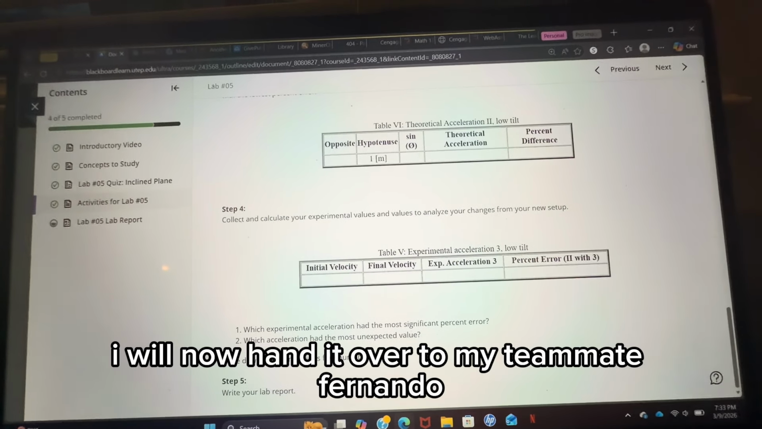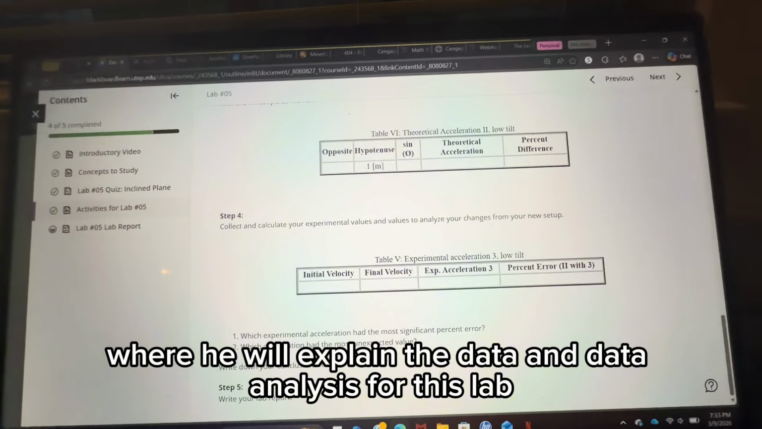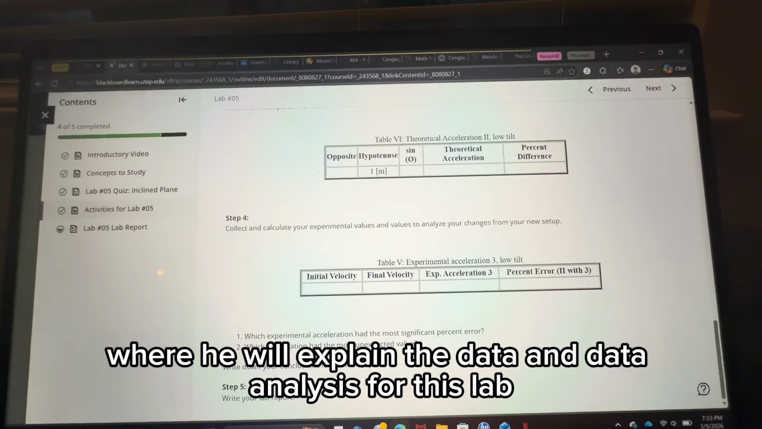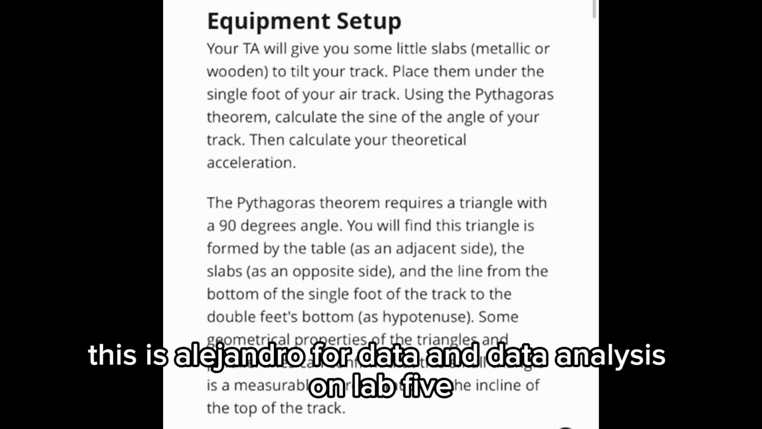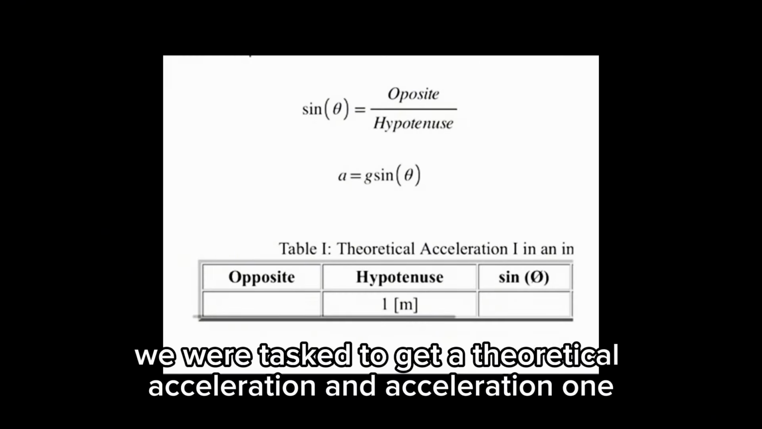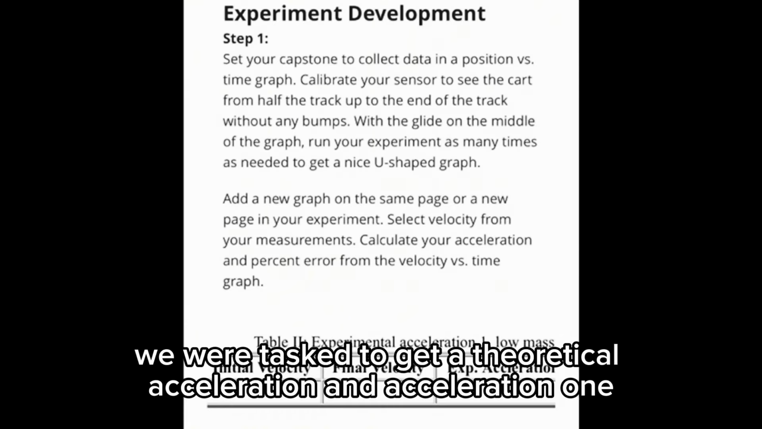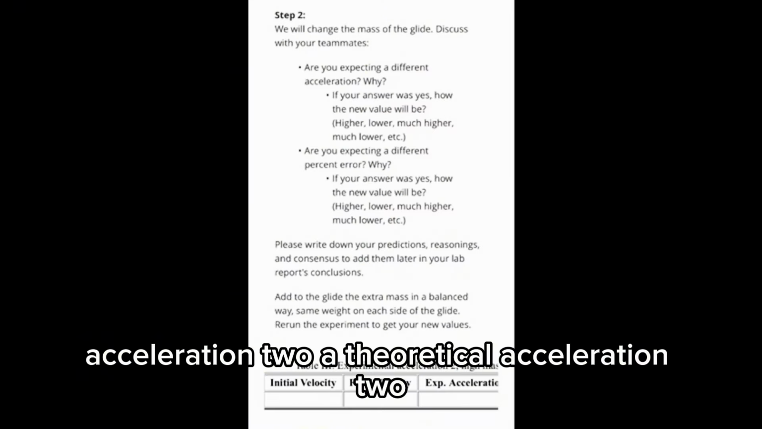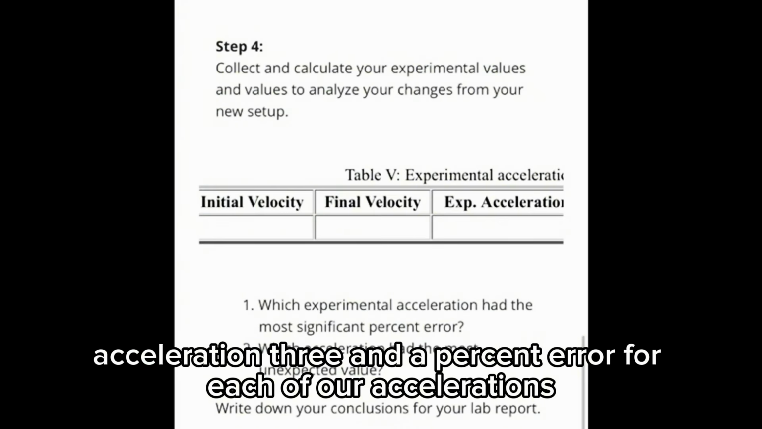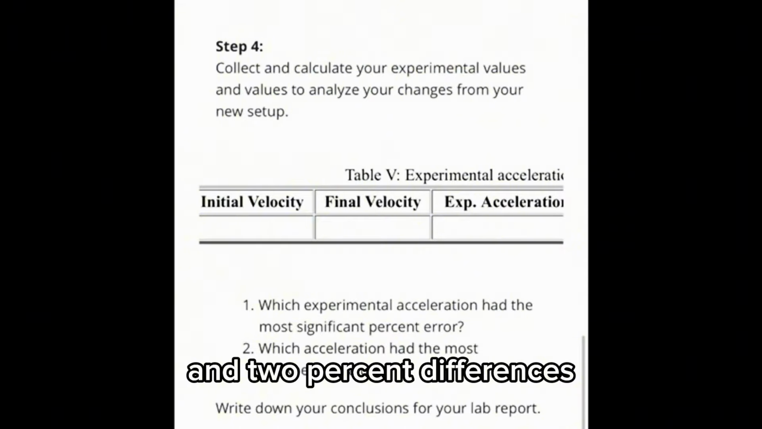I will now hand it over to my teammate Fernando, where he will explain the data and data analysis for this lab. This is Alejandro for data and data analysis on Lab 5. For Lab 5, we were tasked to get a theoretical acceleration, an acceleration 1, acceleration 2, a theoretical acceleration 2, acceleration 3, and a percent error for each of our accelerations, and percent differences.